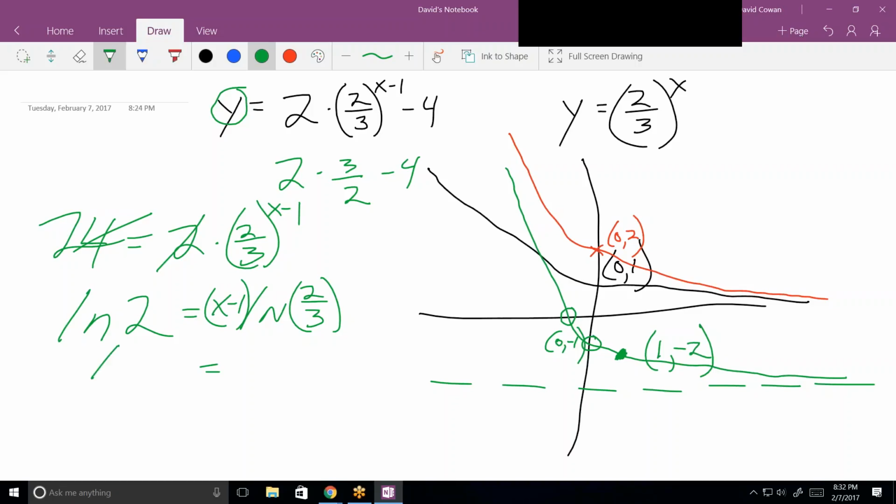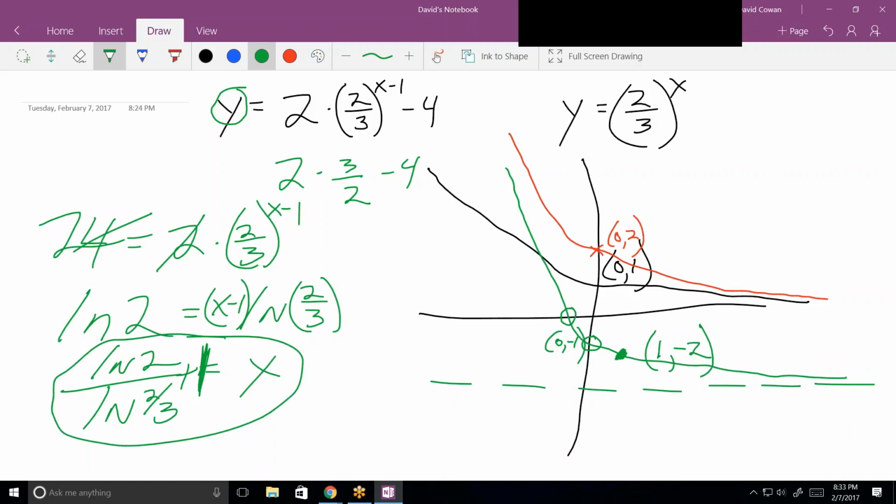The x-intercept is going to be the log of 2 divided by the log of 2/3, all plus 1. That's what x is going to equal when y is 0. And that will be a negative number, at least according to my graph, it should be a negative number. But we'd have to get that out of a calculator. In other words, it's not going to be a nice whole number like the others are.